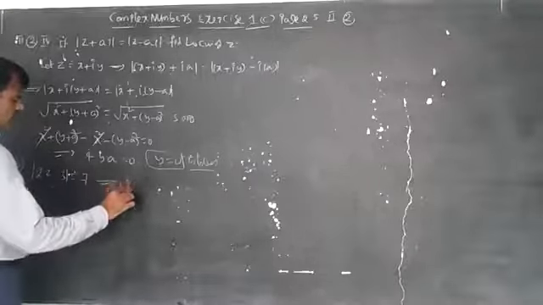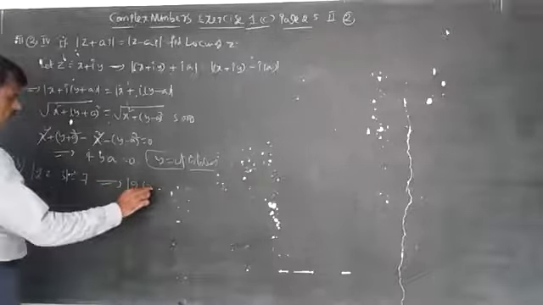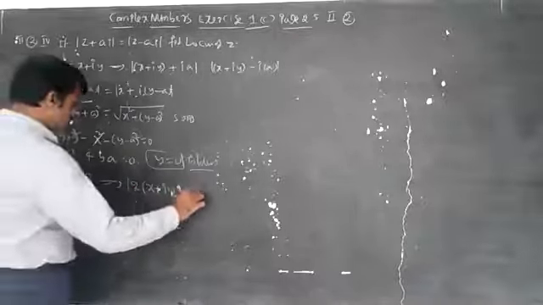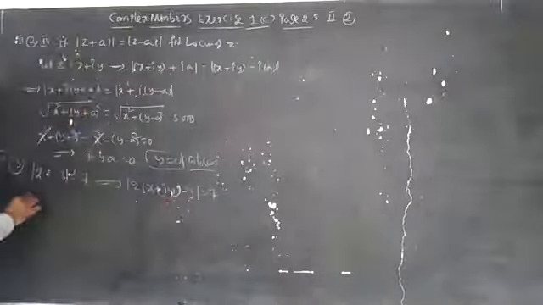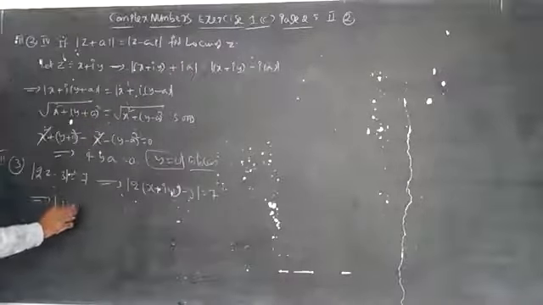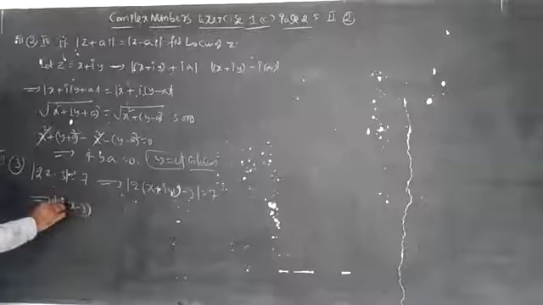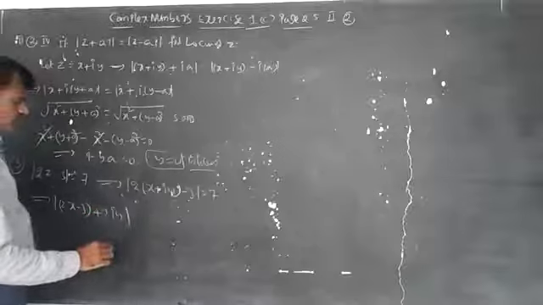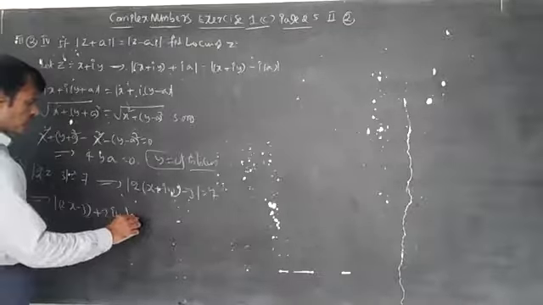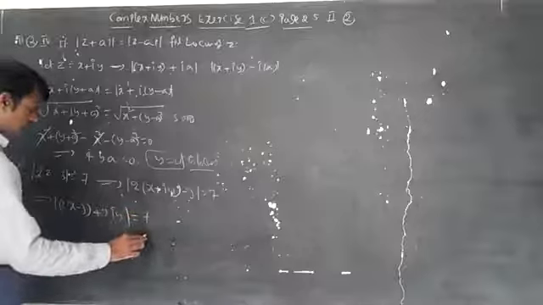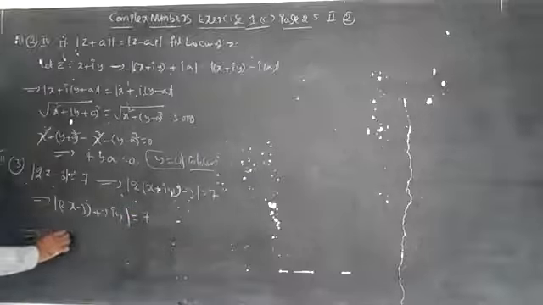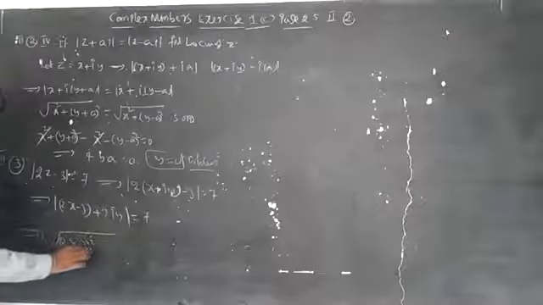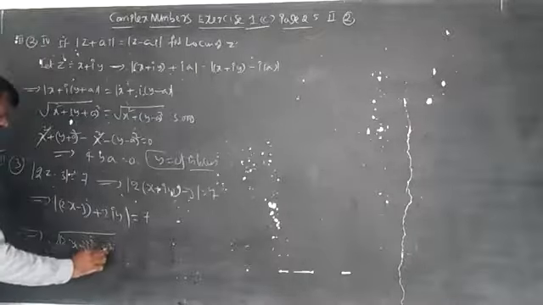Directly you can write, whenever z is equal to x plus iy, we are already given, no need to consider anything else. 2 into x plus iy minus 3 is equal to 7. This is a modulus. That implies modulus of 2x minus 3 plus 2iy is equal to 7. Modulus means square root of component square plus component square.